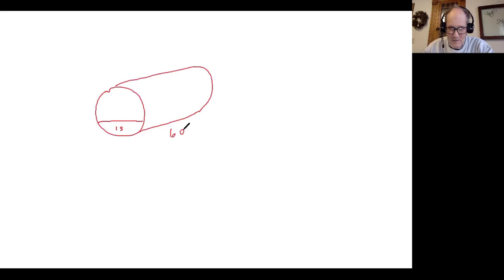My neighbor has a fuel tank that's cylindrically shaped, and like most farm fuel tanks, it lays on the ground like this. The circular end is up, and then it lays down on the ground. So this would be kind of the idea of what it looks like. And he has 15 inches of fuel in the bottom of it. It's 60 inches long, and it's 38 across.